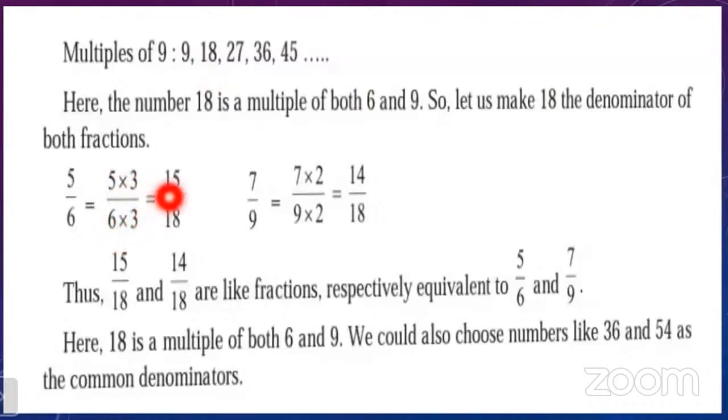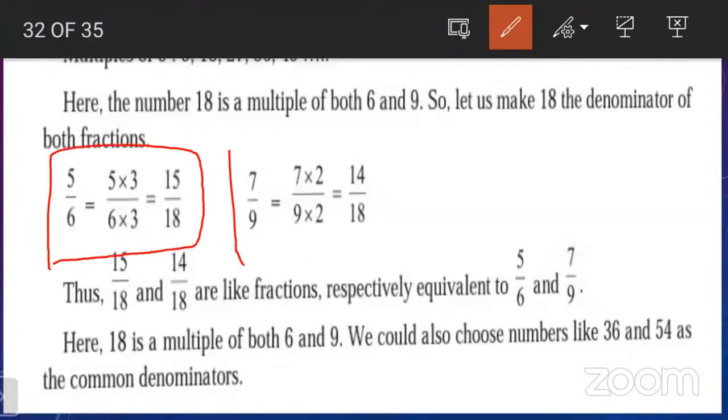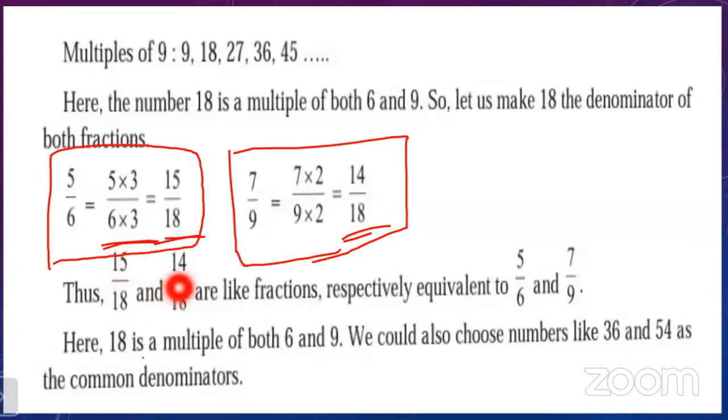So we get 15 upon 18. For the second fraction, 7 upon 9, we multiply 7 by 2 and 9 by 2. 7 2s are 14 and 9 2s are 18. Now you see that both fractions, 5 upon 6 and 7 upon 9, have the same denominator, 18. Thus 15 upon 18 and 14 upon 18 are like fractions, respectively equivalent to 5 upon 6 and 7 upon 9. Here 18 is a multiple of both 6 and 9.